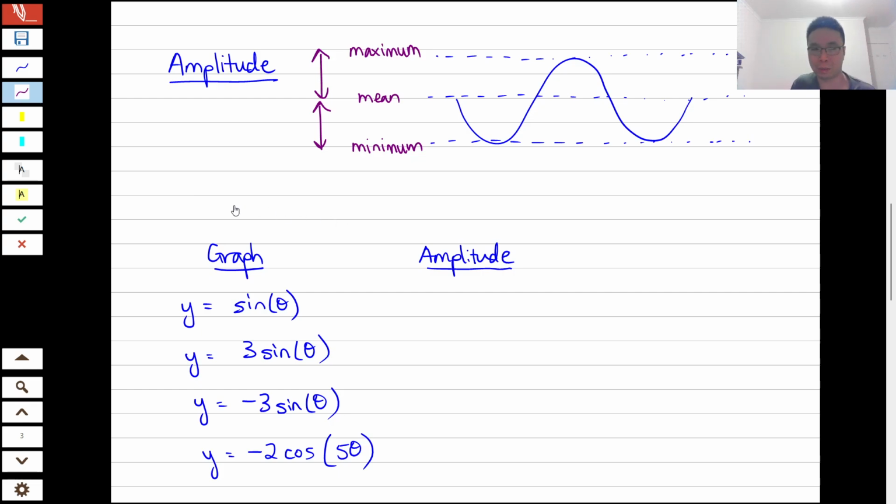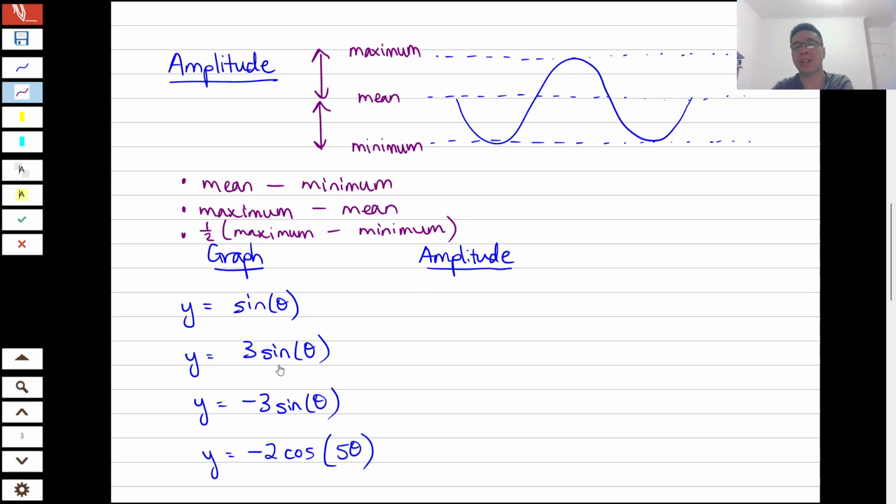So to put this in words, I could say it's the mean minus the minimum, or the maximum minus the mean, or half maximum minus minimum. All three of those calculations will give you the same value, and that's the amplitude. Please note that in this context, I'm assuming that the graph is either sine or cos.